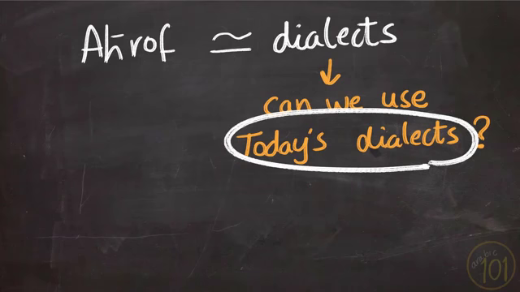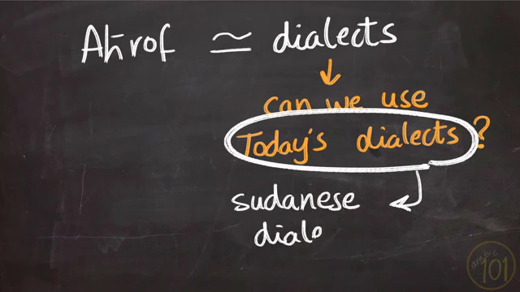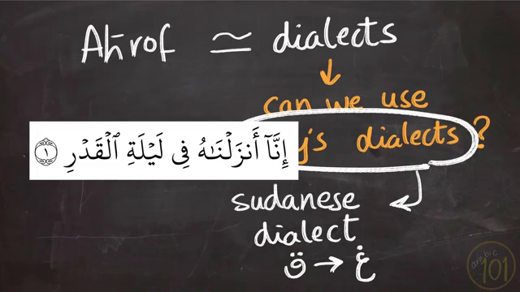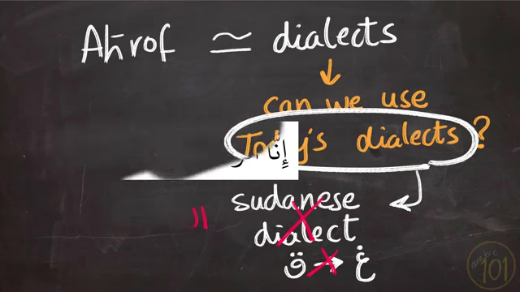But if we, for example, want to use, let's say, Sudanese dialects, and some of the dialects in Sudan turn qaf into ghain, they would read this ayah completely differently. إِنَّا أَنزَلْنَاهُ فِي لَيْلَةِ الْغَدْرِ. And of course, the word Ghadr is completely different from the original ayah, which is Al-Qadr. So this would change the meaning.